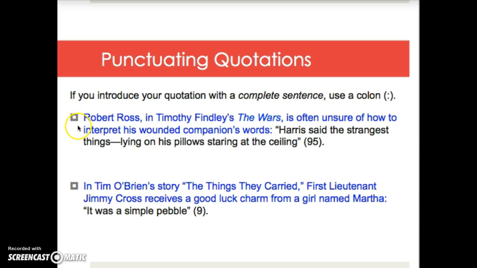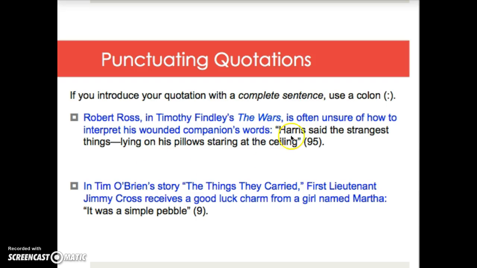So in this example, we have: Robert Ross in Timothy Findley's The Wars is often unsure of how to interpret his wounded companion's words. Colon. And then add your quotation. Harris said the strangest things lying on his pillow staring at the ceiling. Okay, so the connection between Timothy Findley's words, Robert Ross's thoughts, and what we're talking about are clearly connected, and we've got a colon there to make sure that connection is clear or evident.